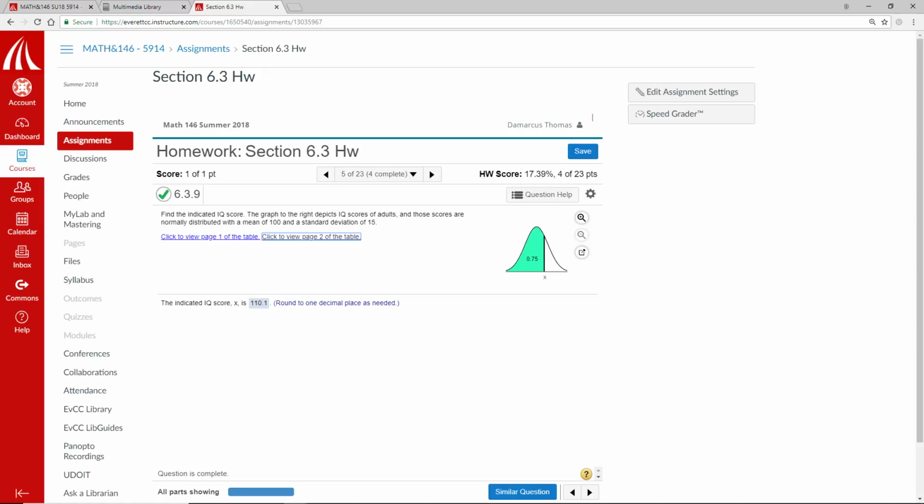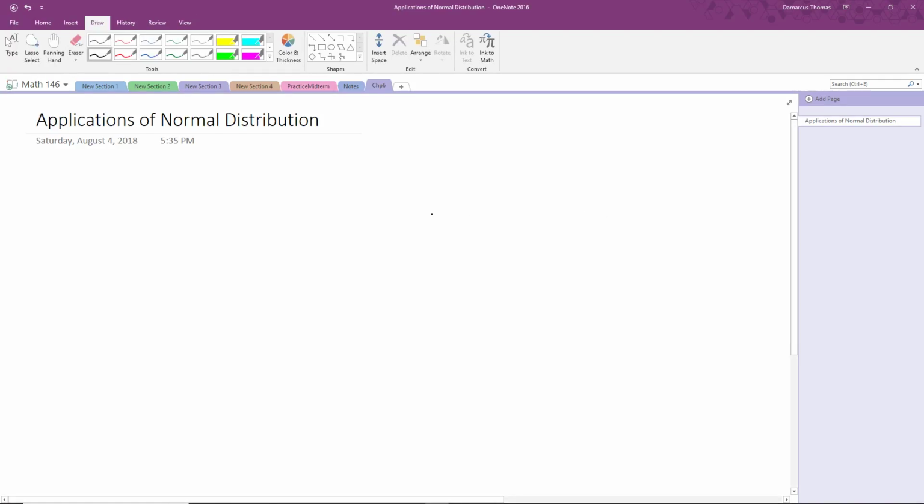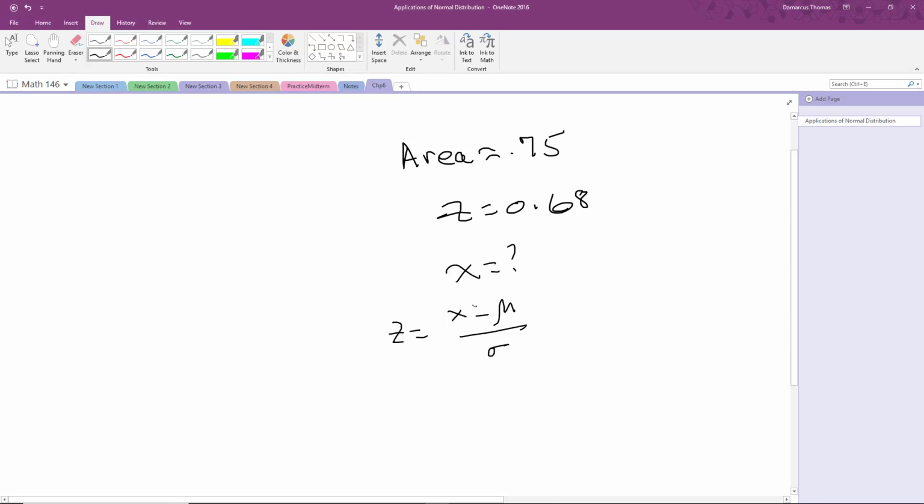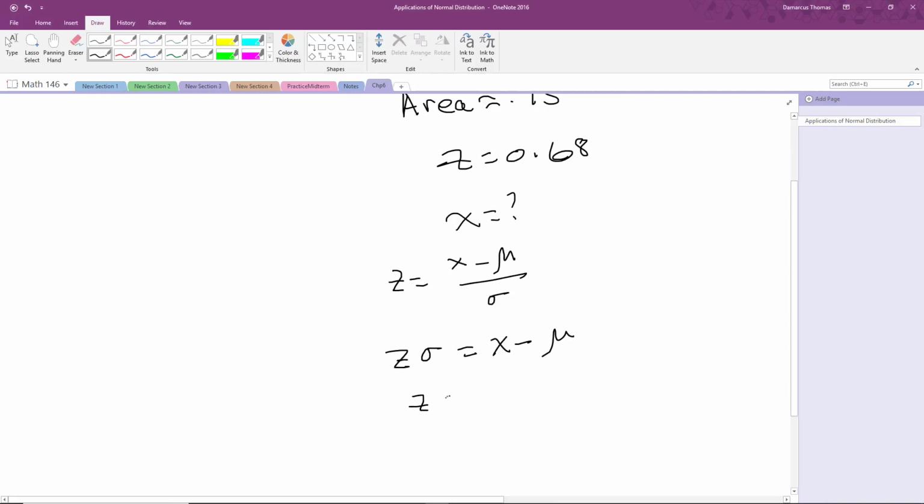And then what I would do is convert that z-score using my conversion factor. So we got an area of about 0.75, which gave us a z-score of 0.68. And the question is, well, what's the x value that's corresponding to that? Well, what we do know is that the formula is z equals x minus mu over sigma, which basically means now if I try to solve for x, I multiply both sides by sigma, and then add mu over.